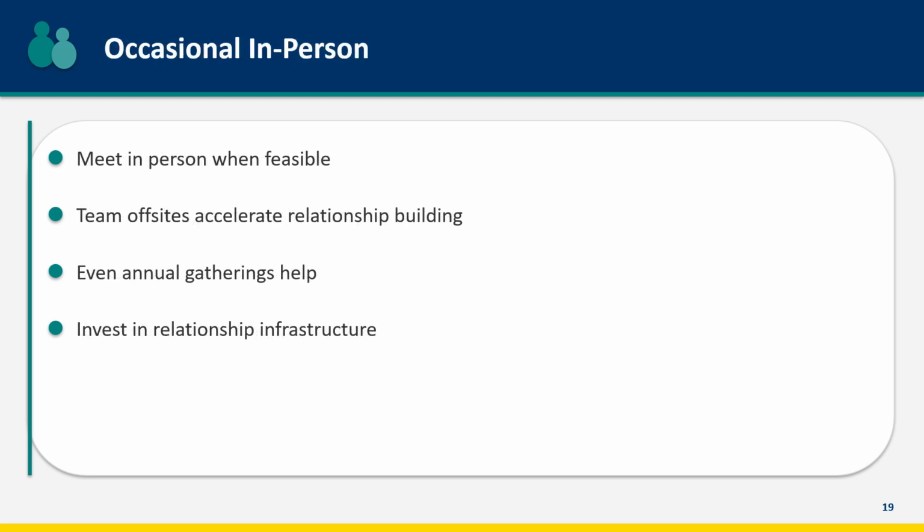When feasible, meet in person occasionally. Team offsites, even just a few days, accelerate relationship building dramatically. Even annual gatherings provide a foundation for the rest of the year's remote collaboration. Think of in-person time as investment in relationship infrastructure. It pays dividends throughout the year in smoother collaboration and stronger trust.